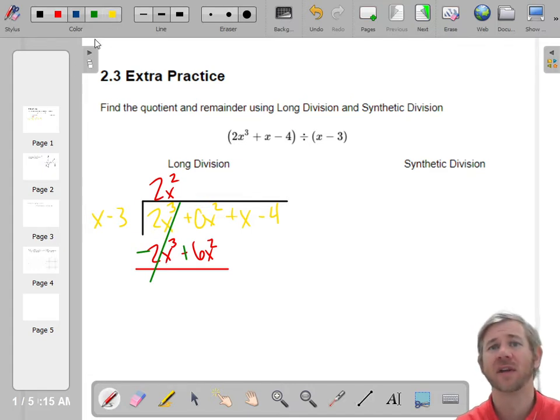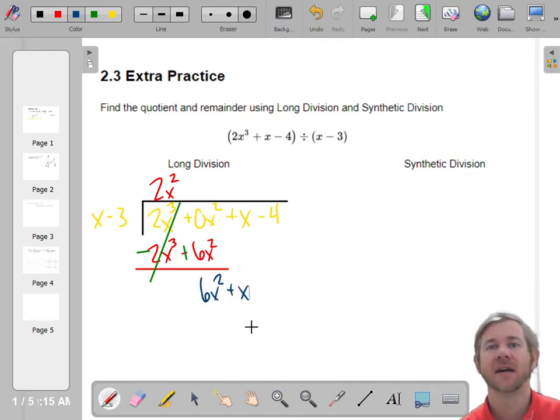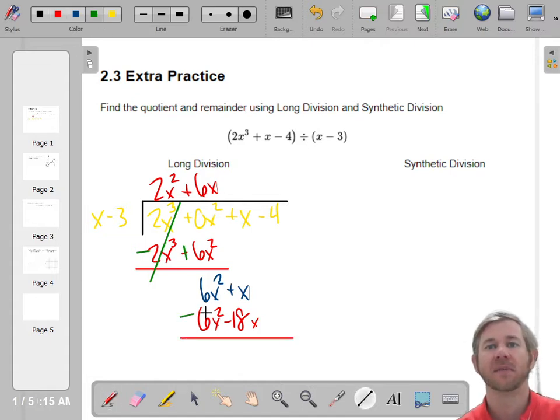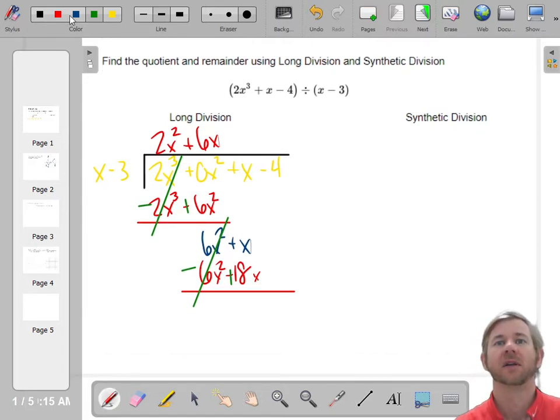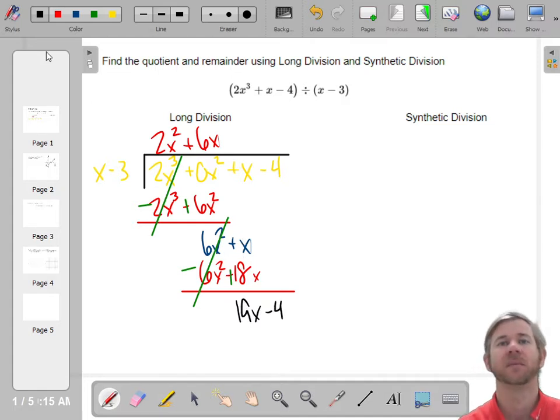Now we just do the same thing over and over again. 0x squared plus 6x squared is 6x squared, and I'll bring down my x, and now I just do it again. So x times what gives you 6x squared? 6x. Distribute the 6x: 6x squared minus 18x. And again, you flip the signs. Minus, plus, those should cancel. Looks like we're getting close. 1x plus 18x is 19x, minus 4. And now I do this one more time.